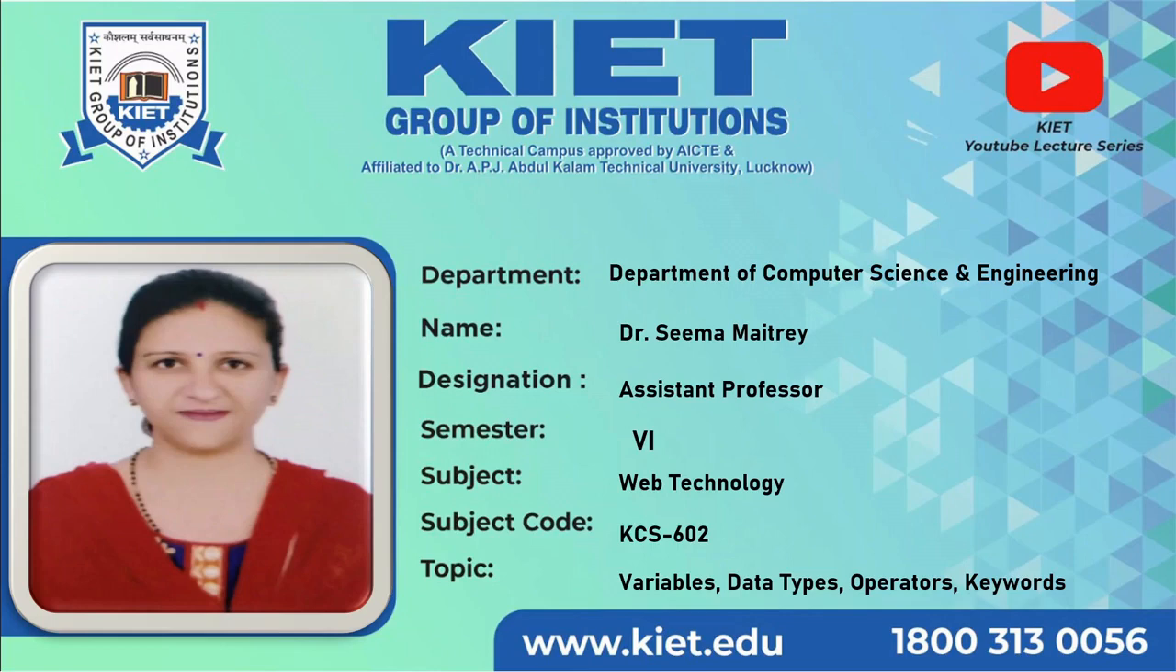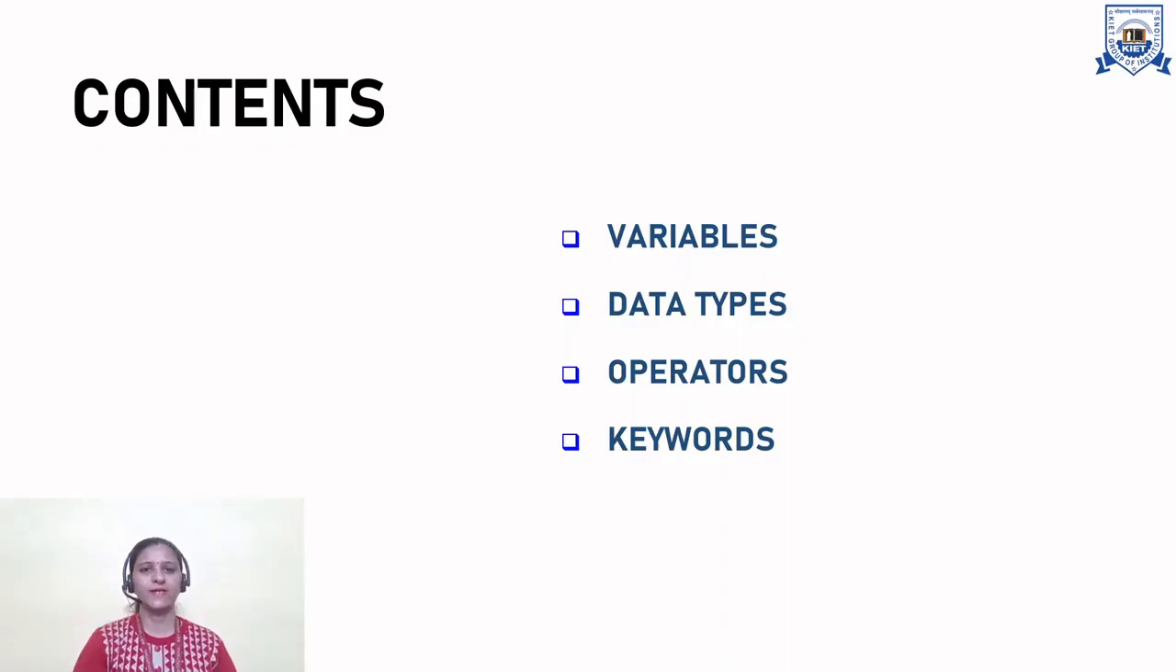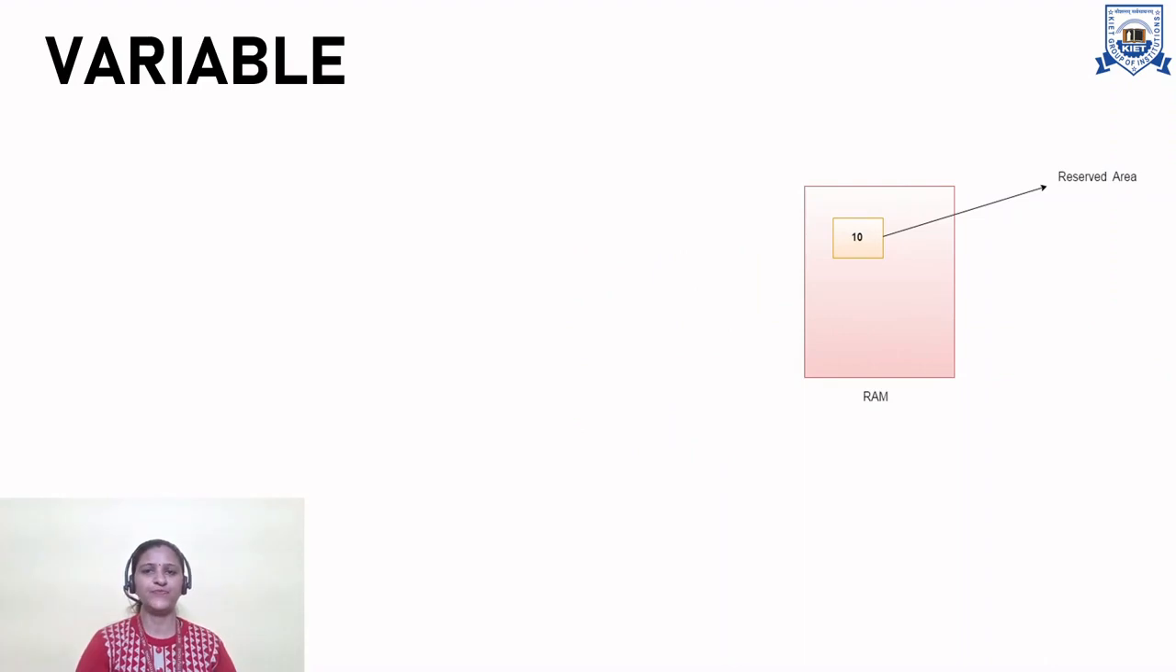The code is KCS602. Today, we will cover the topics related to the variables, different data types, operators, and keywords supported by Java. Today, I am going to cover the following topics: variables, data types, operators, and keywords of Java. Variable.